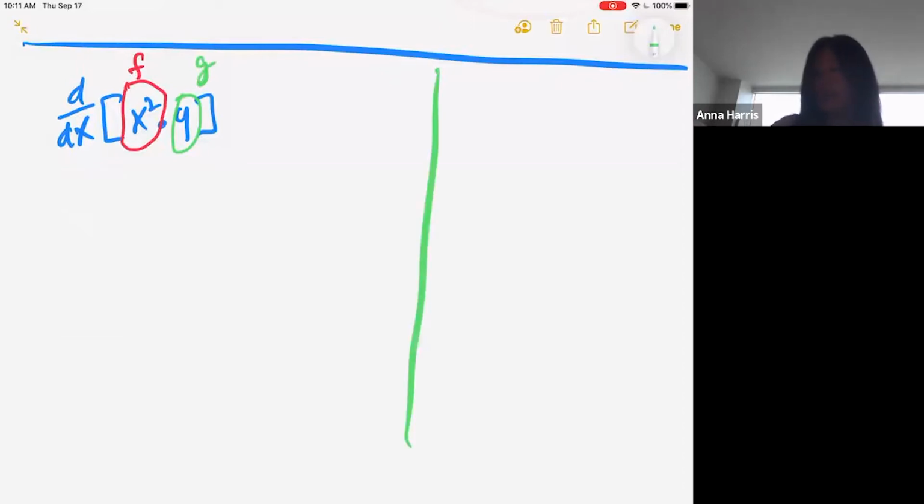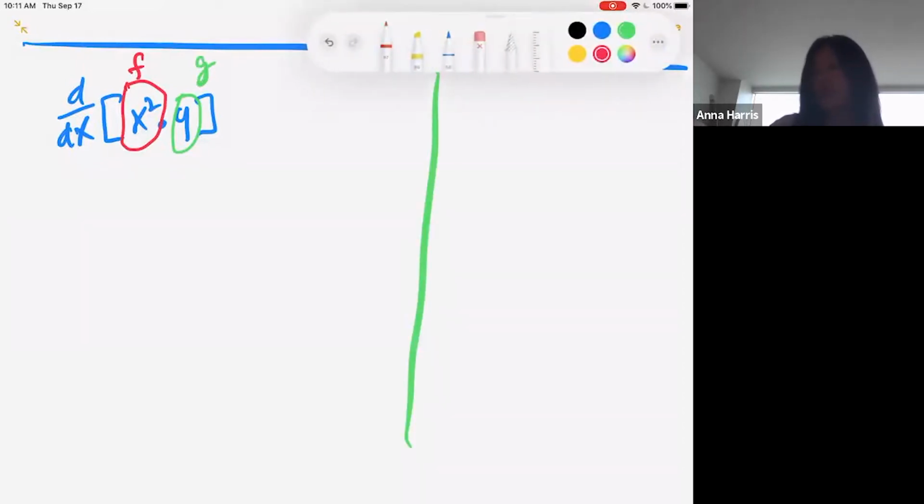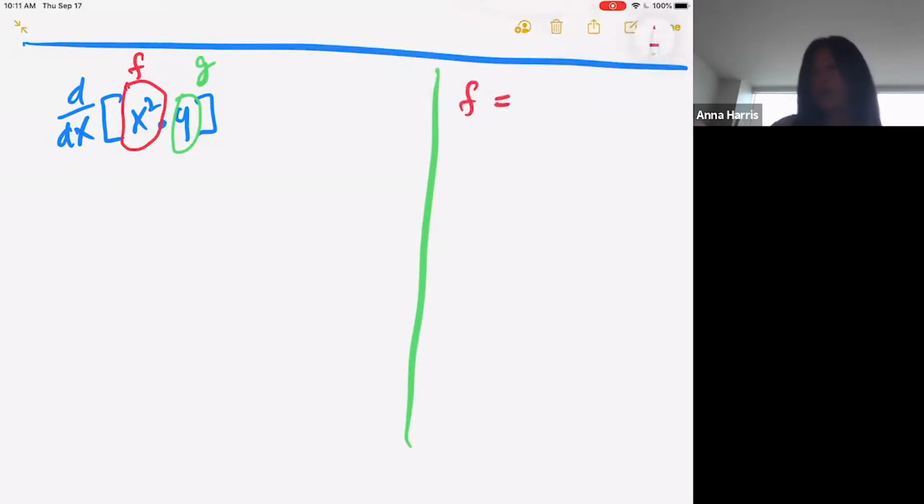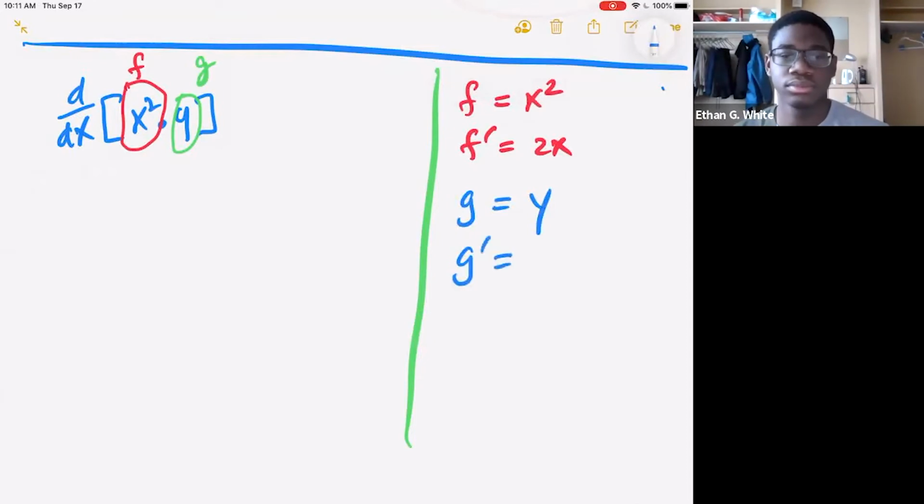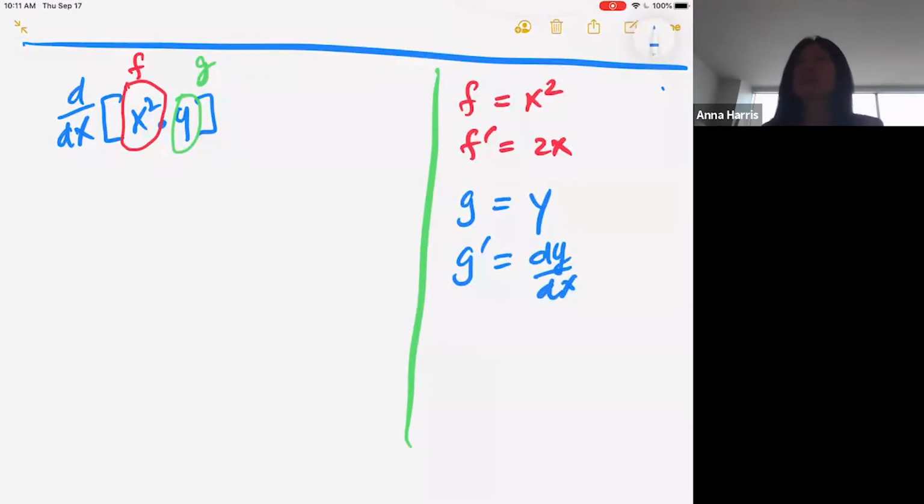Then I'm going to say, okay, I'm doing a product rule right now. So my f is equal to x squared, and f prime is equal to 2x. I'm going to say g is equal to y, and g prime is equal to what? dy dx. All right, is everybody with me? So I'm gonna use a product rule, so I need to write it down like that. That is equal to f times g prime plus g times f prime.